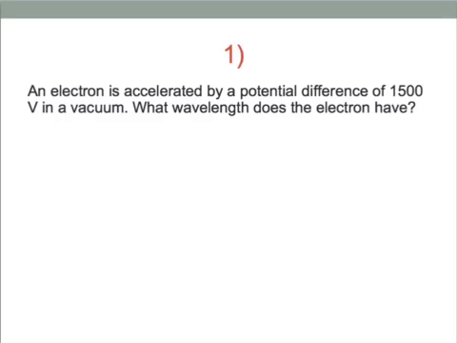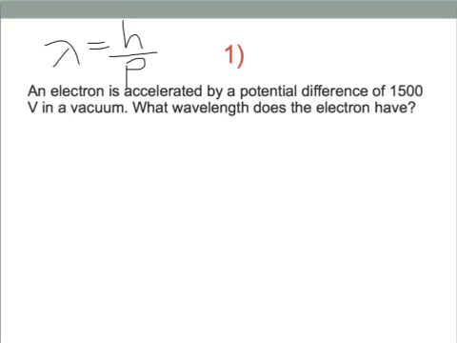Okay, question 1. An electron is accelerated by a potential difference of 1500 volts in a vacuum. What wavelength does the electron have? Now, one of the cornerstone equations is the de Broglie relationship, Planck's constant over the momentum. We think of a photon having both a momentum and a wavelength. So that's the wave-particle duality idea encapsulated in the one equation.